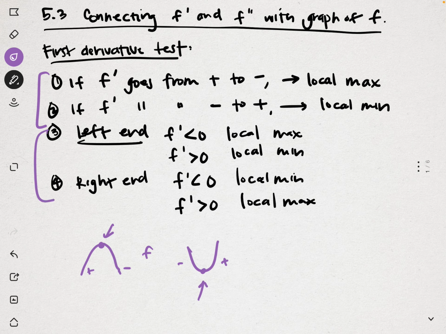On the left end, let's say we have something that looks like this. If f prime is less than 0, so it's decreasing, on the other side of our point, then we know we have a local max. Otherwise, if it were going the other way, if the points to the right-hand side of our left endpoint were increasing, positive, then we'd have a local min.